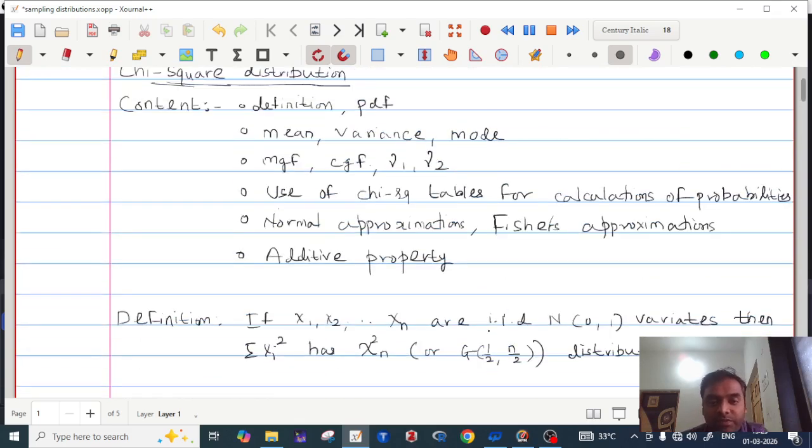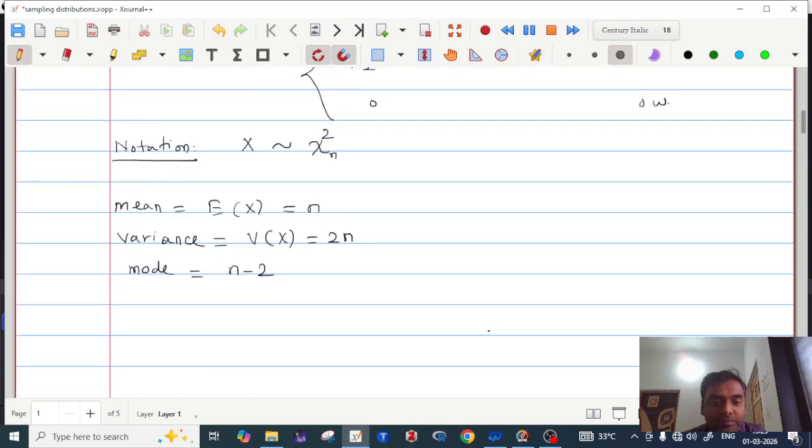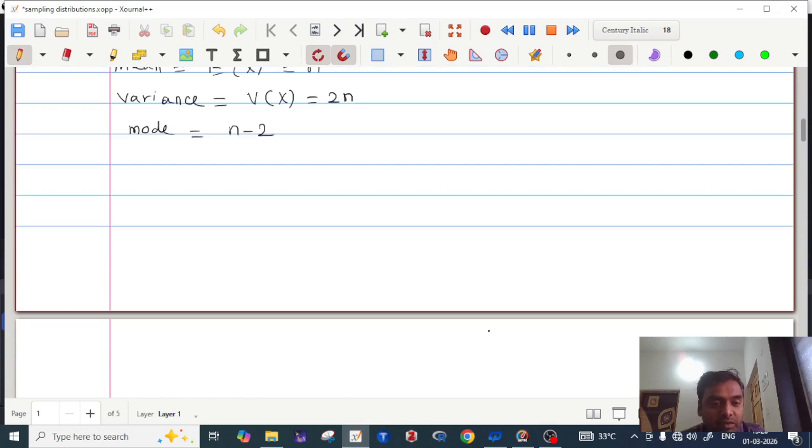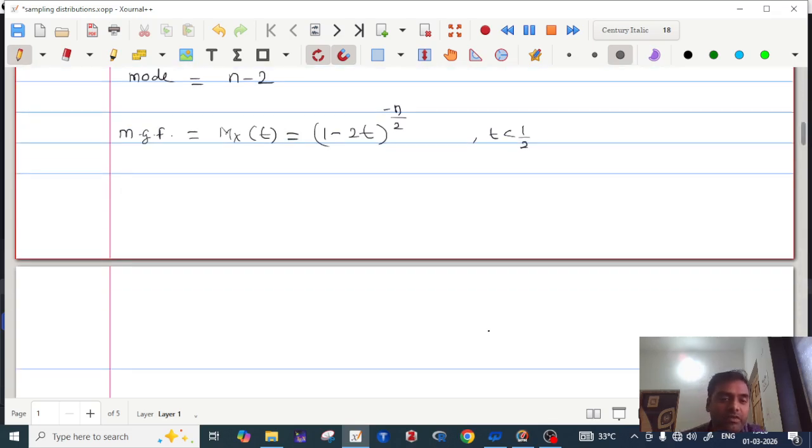Then MGF, CGF, and gamma 1 and gamma 2. Next is the MGF of the chi-square distribution. If x follows chi-square with n degrees of freedom, then its MGF is one minus 2t raised to minus n by 2. This t should be less than 1 upon 2. With the help of this MGF, if we expand it, we will get the raw moments.